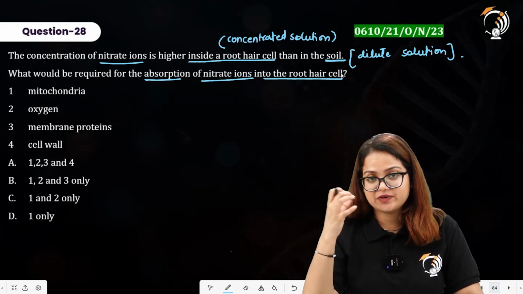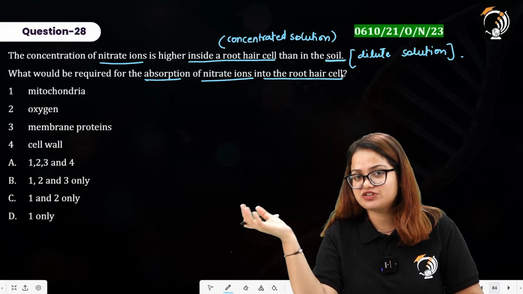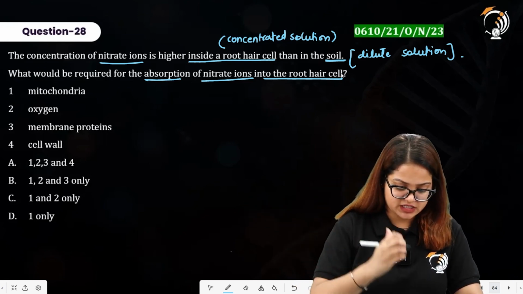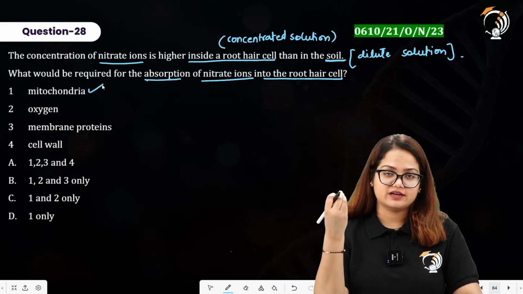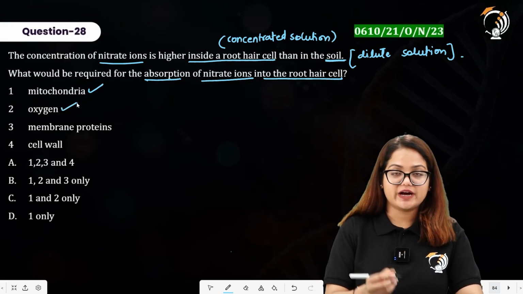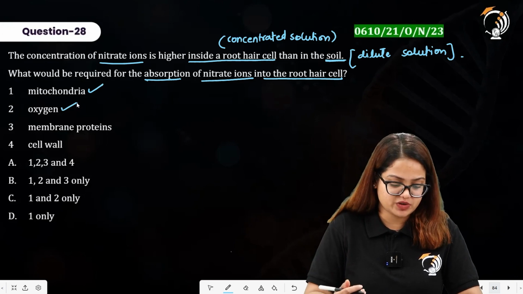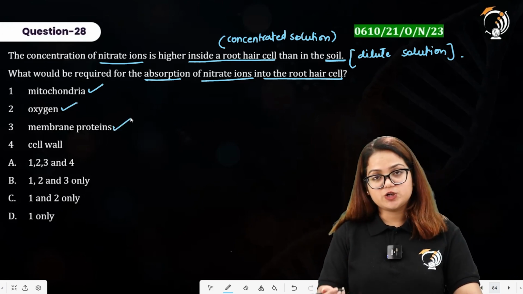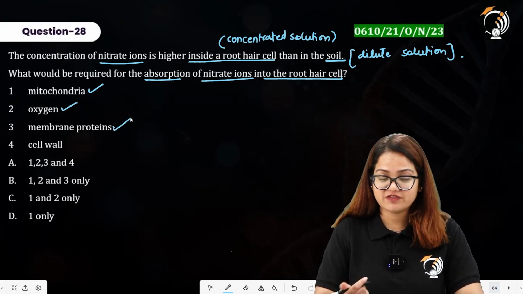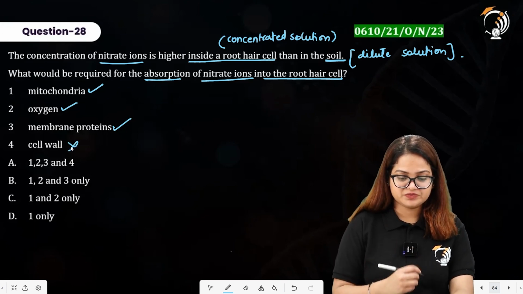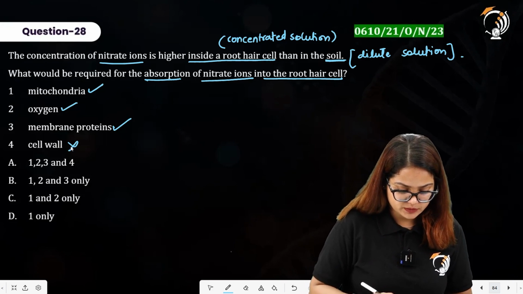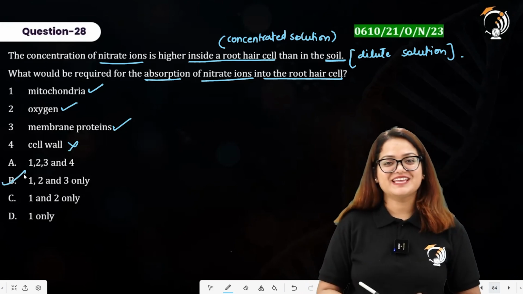So, it will require energy. It is going against the concentration gradient. It requires carrier proteins. Mitochondria will be required to generate the energy here. Oxygen will be required to carry out the aerobic respiration process. Membrane proteins are also involved to carry out the process of active transport. Cell wall has no role over here. So, 1, 2 and 3. Option B here is the right answer.